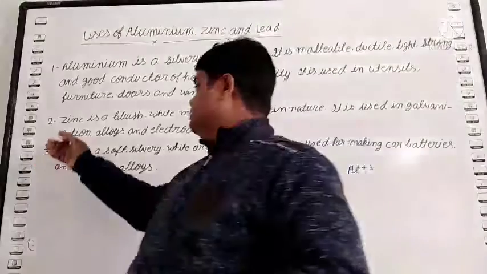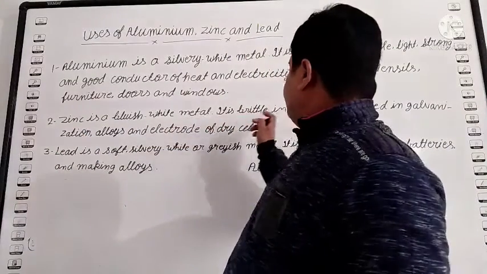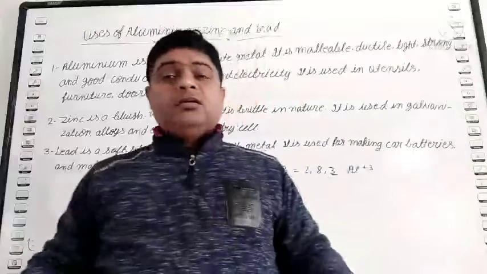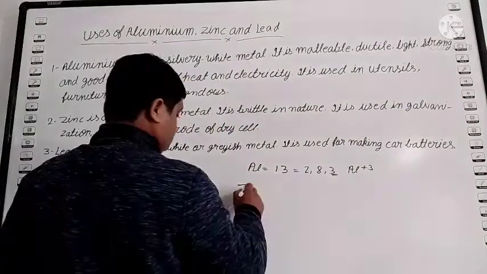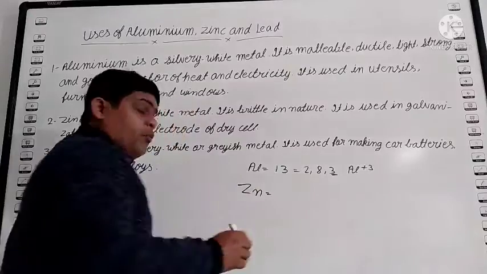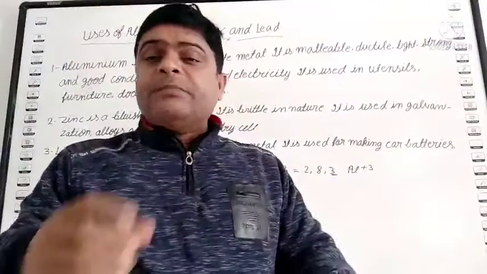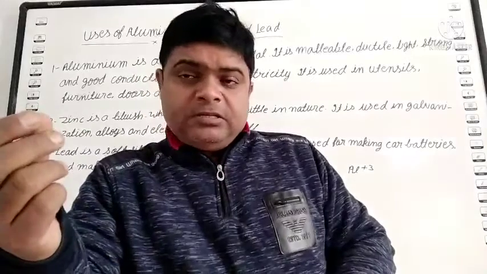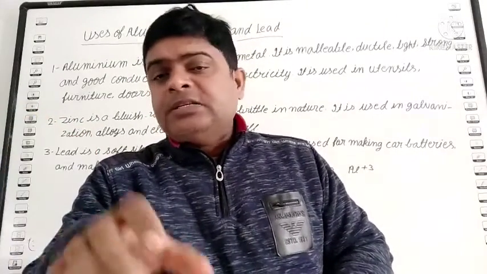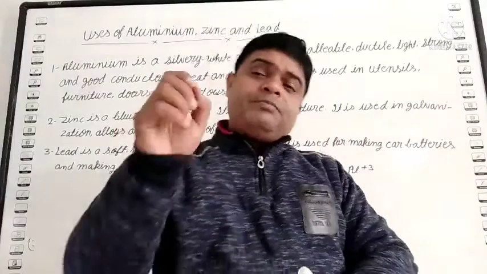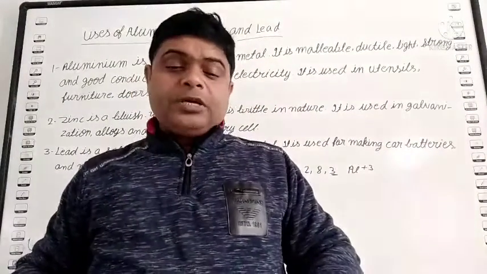zinc. See friend, what is zinc? Zinc is a bluish white metal. It is brittle in nature. Zinc, symbol Zn. What is brittle nature? Brittle nature means if you hammer on the zinc, it breaks into small pieces. Means it doesn't have malleable and ductile properties. Zinc is a metal, but it breaks into small pieces. This is known as a brittle solid. Okay.